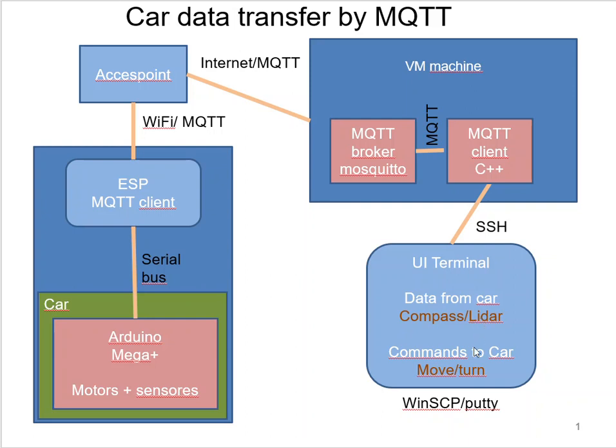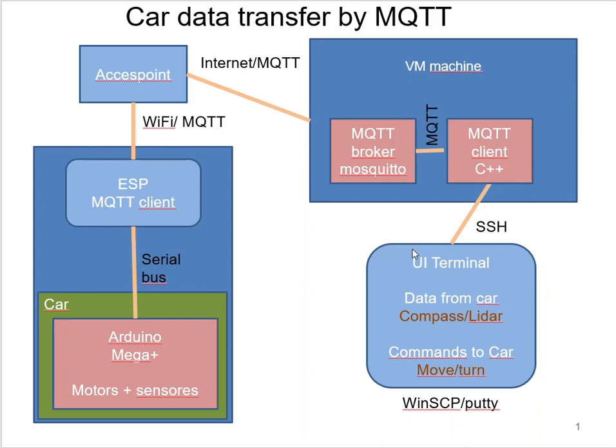So from the user interface, you can move the car, turn the car, and the sensor values, compass and LiDAR, you can read from the car. So the communication goes in both directions. Commands go through the broker to your car, and the sensor values will be read from your car through the MQTT broker.